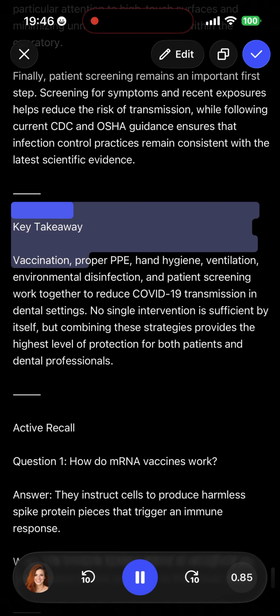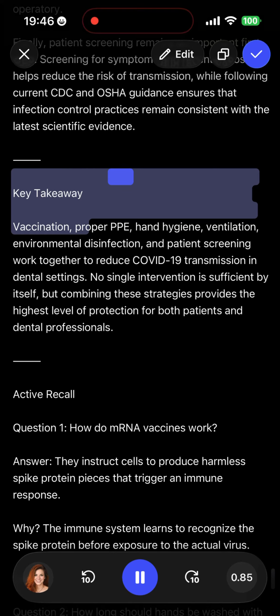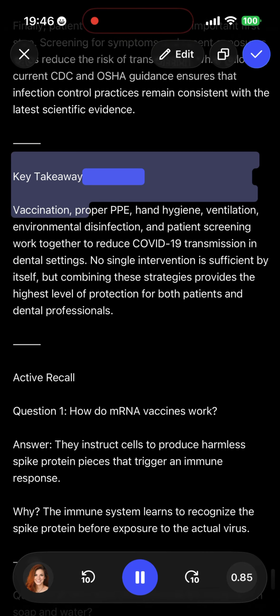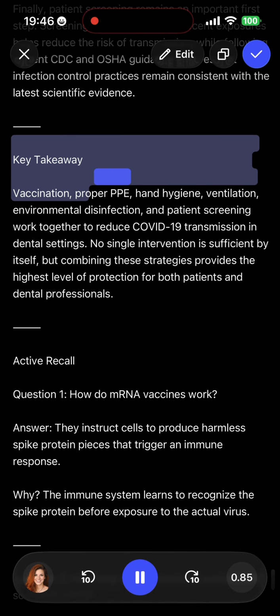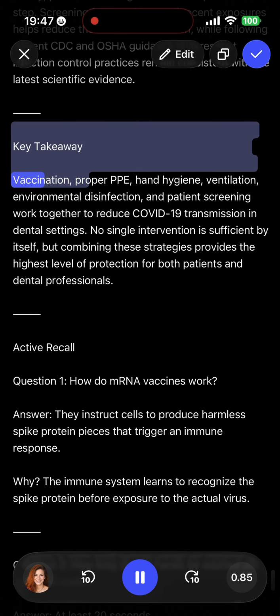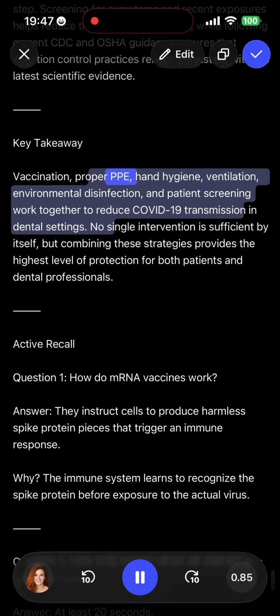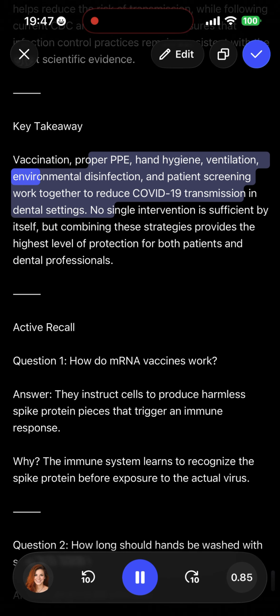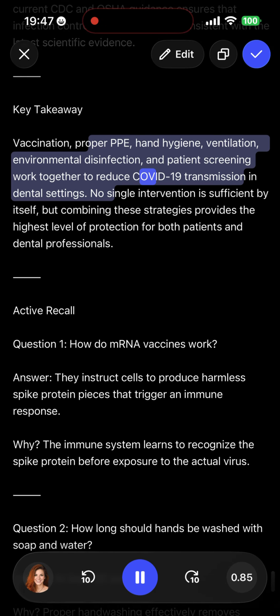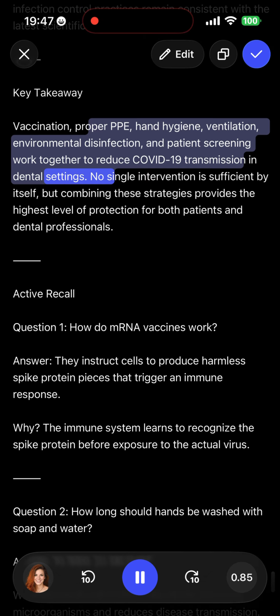Key takeaway: vaccination, proper PPE, hand hygiene, ventilation, environmental disinfection, and patient screening work together to reduce COVID-19 transmission in dental settings. No single intervention is sufficient by itself, but combining these strategies provides the highest level of protection for both patients and dental professionals.